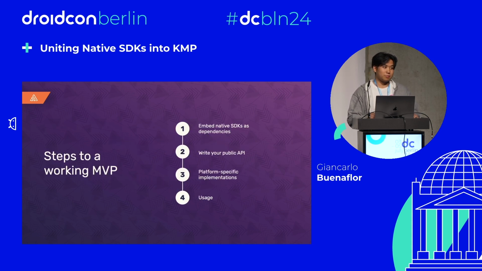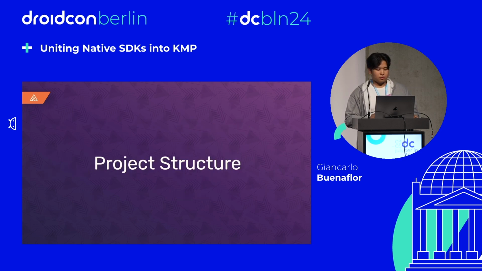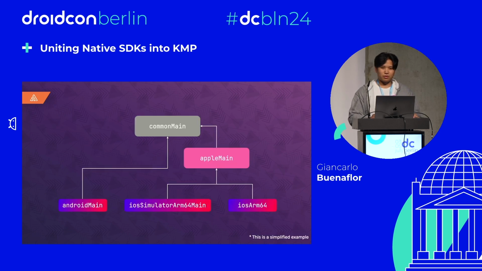I want to go through some steps in this talk about creating a very simple MVP. The first step is how we can consume these native SDKs in our Kotlin Multiplatform library, then writing the public API, then implementing those platform-specific things in Kotlin Multiplatform, and then a simple example of how it would look from the user's perspective. First, I want to quickly go through the project structure for this talk. It's very simplified, just Android and iOS targets. In the actual library, it's a lot more, just to give you this info up front.